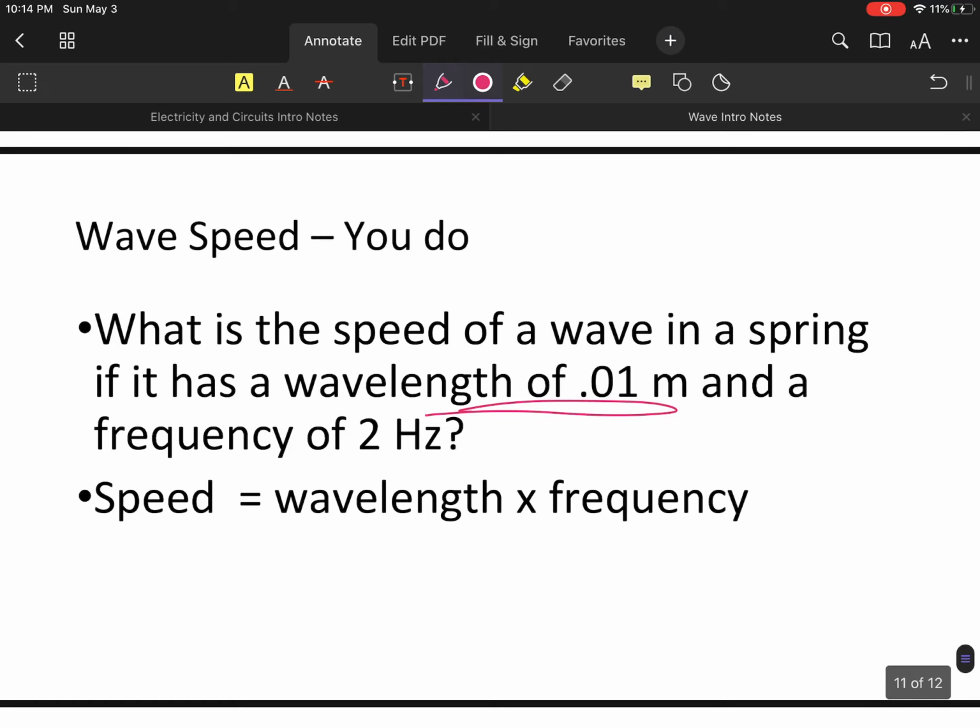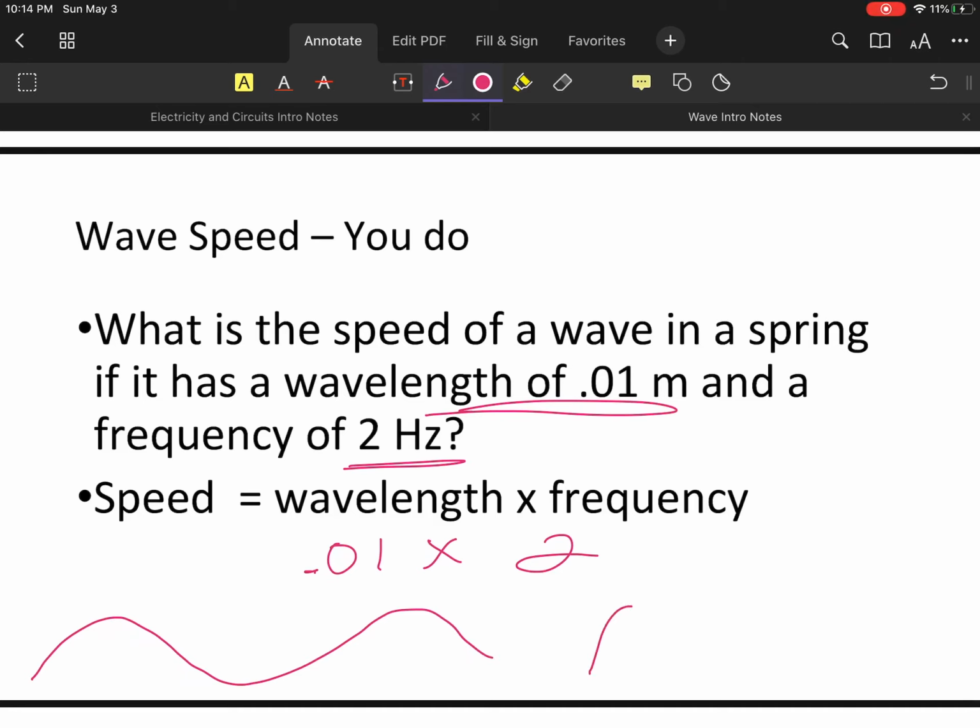Okay, wavelength of 0.01, frequency times 2. Okay. One thing that you do want to be able to do is compare wavelength and frequency. So for example, and this is, I think, the last couple little questions, we can look at it. So here's a wavelength, from the top of my wave to the top of the next wave.